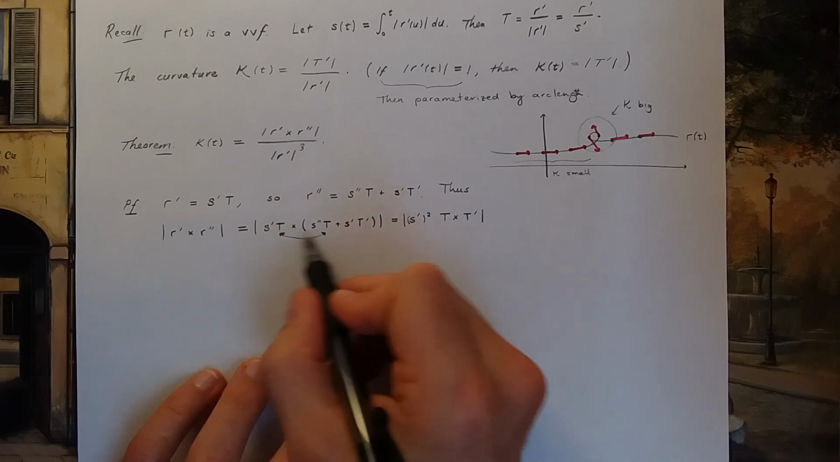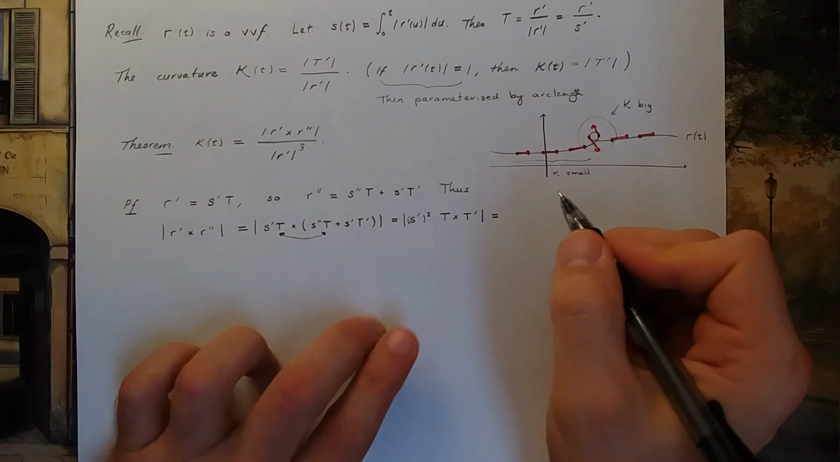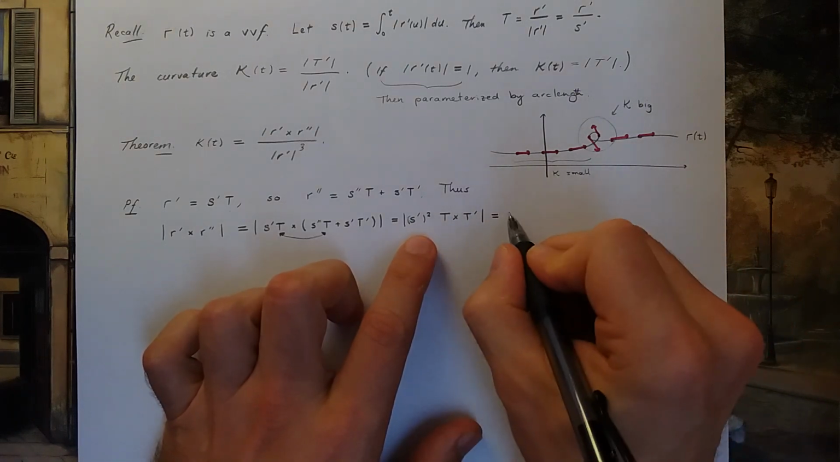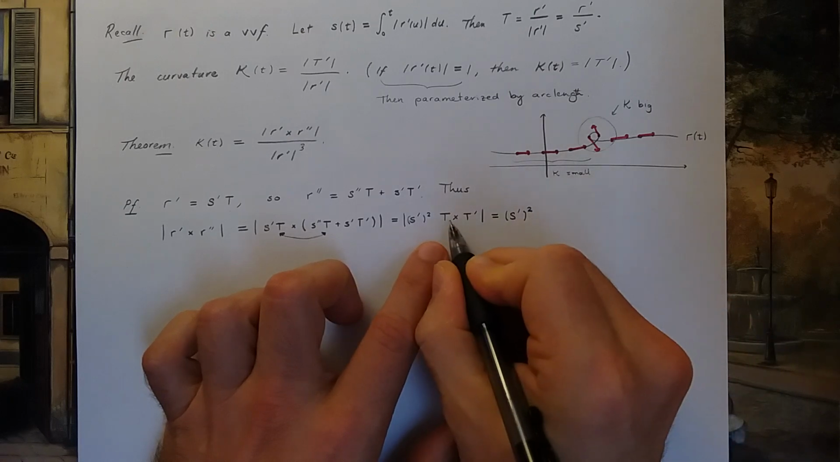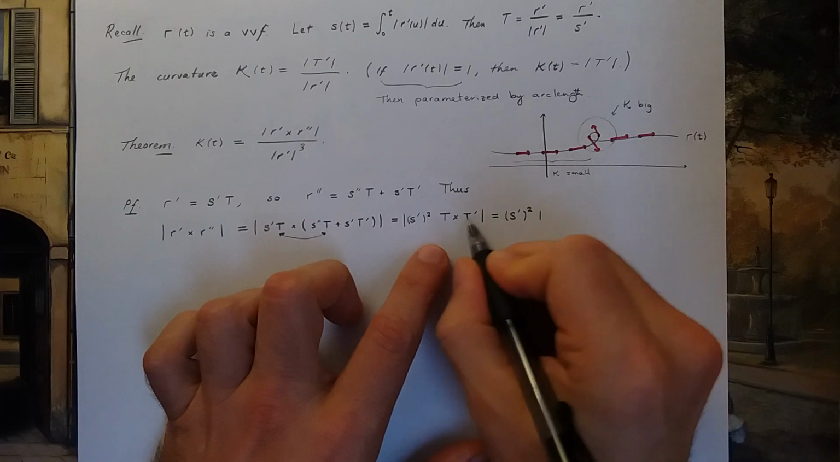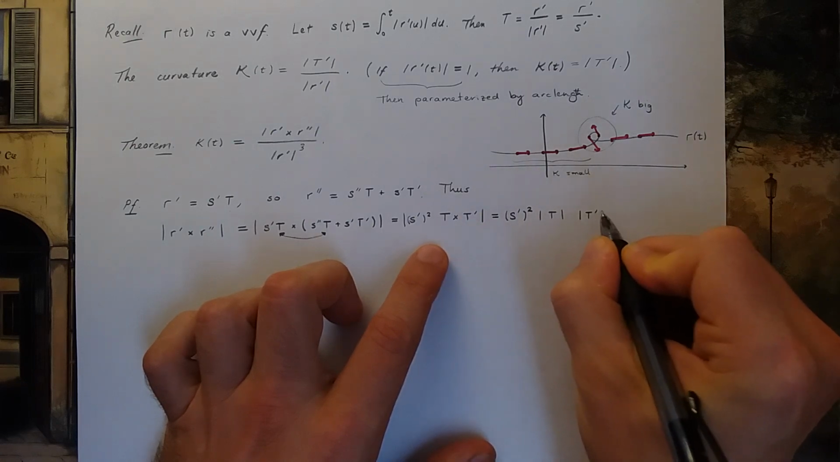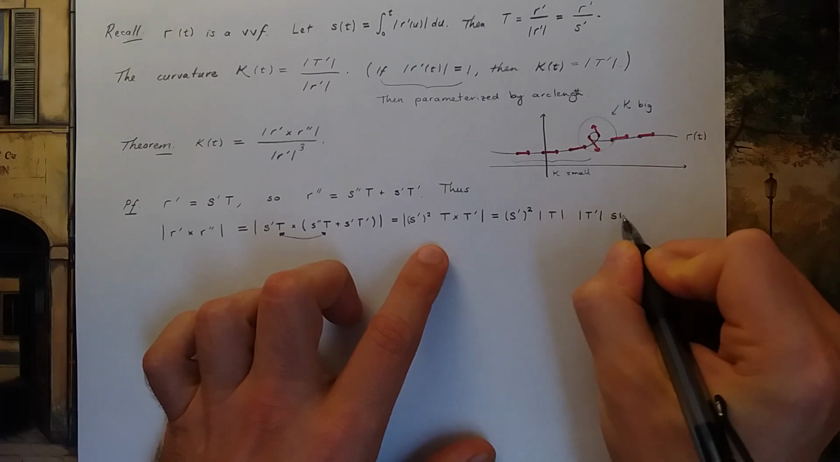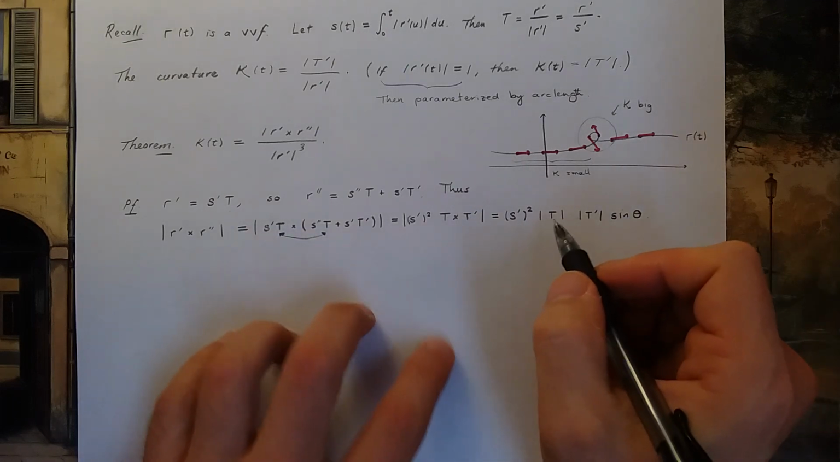The first cross product was 0, so I just wrote down the second one. Another basic property of cross products is that, so here I got s prime squared. Another basic property is that when you take the magnitude of a cross product, it's going to be the magnitude of T times the magnitude of T prime times sine of the angle between the two vectors.